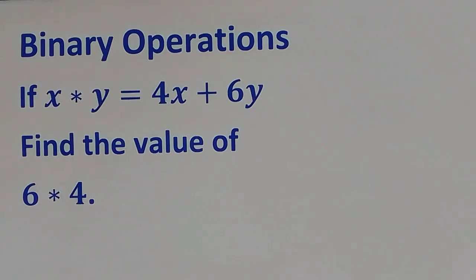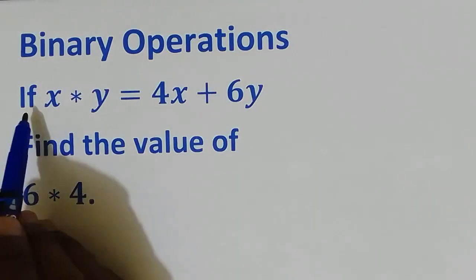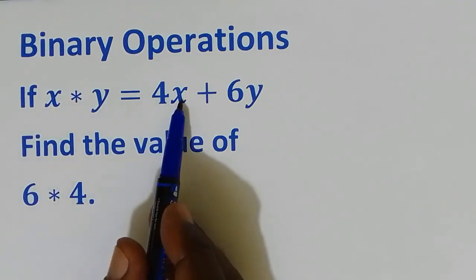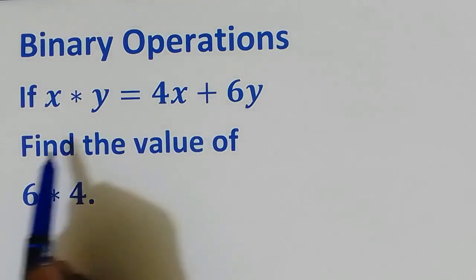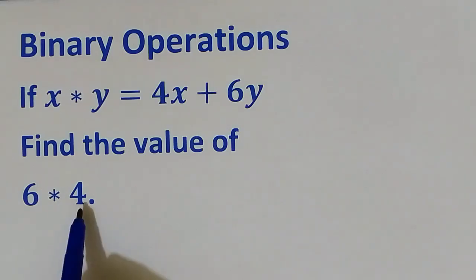Today we are going to work with binary operations. In a binary operation, we are given a system of equation and we are supposed to find the output for the given inputs. In our question, they say if x star y is equal to 4x plus 6y, find the value of 6 star 4. Let us do it together step by step.